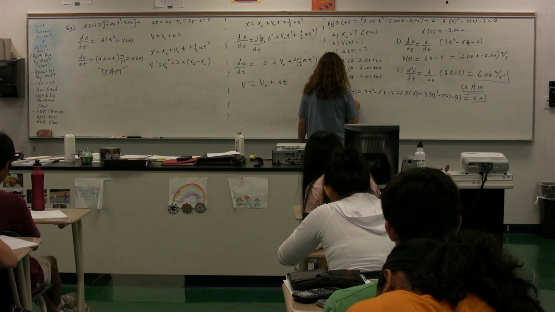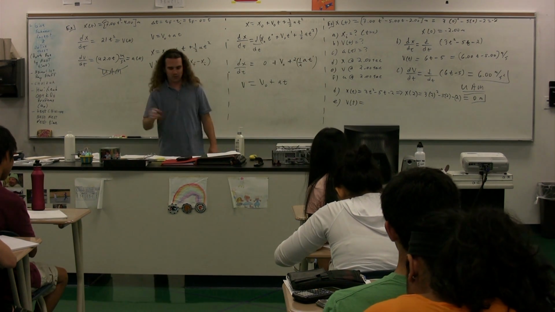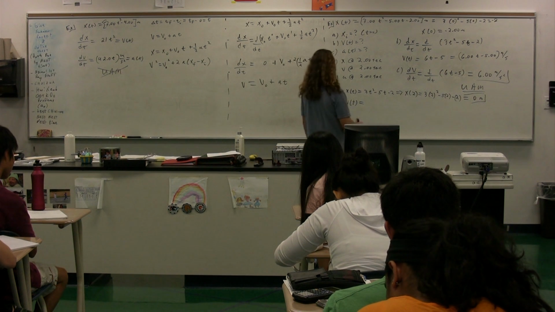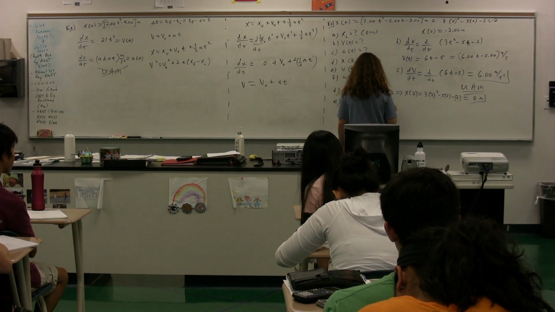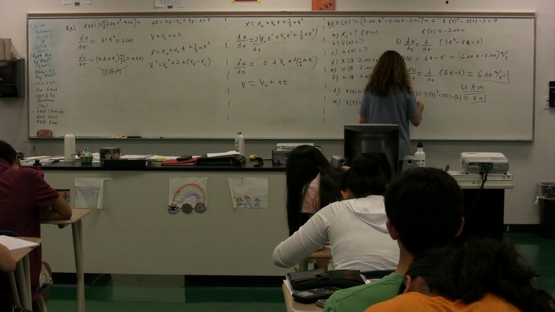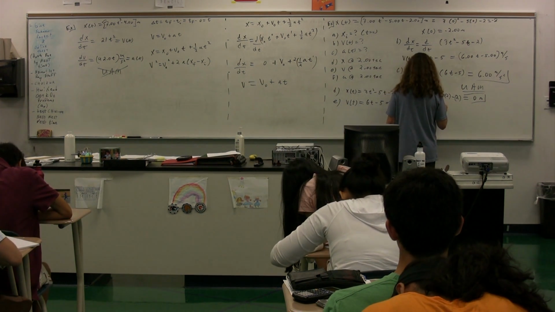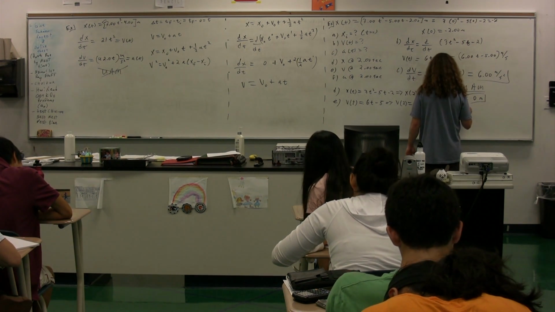E, the velocity at 2 seconds. Minji, how do we do that? You use the second equation, which is 6.0 t minus 5.0, and for t you substitute 2. So we get 6 times 2 minus 5, or 7.00 meters per second.